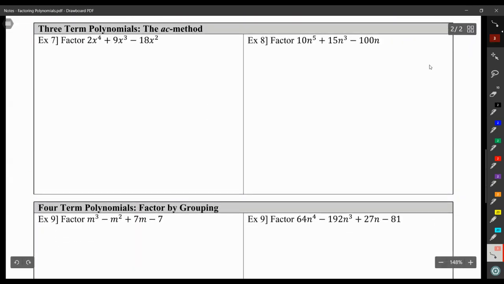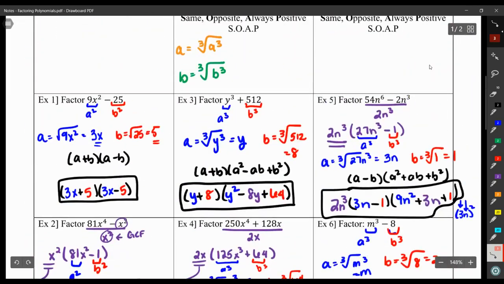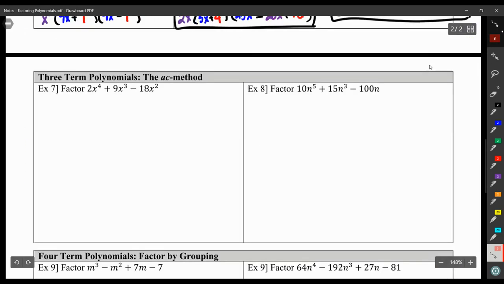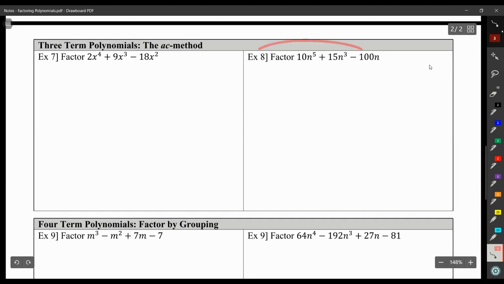Let's look at what happens if there's 3 terms, because if we look at our flowchart, we've talked about what happens with 2 terms. Well, what if there's 3 terms? Well, this is going to be factoring using the basic AC method. And so let's actually begin with number 8. We're going to do number 8 together, and then I want you guys to do number 7. So let's start with 8.